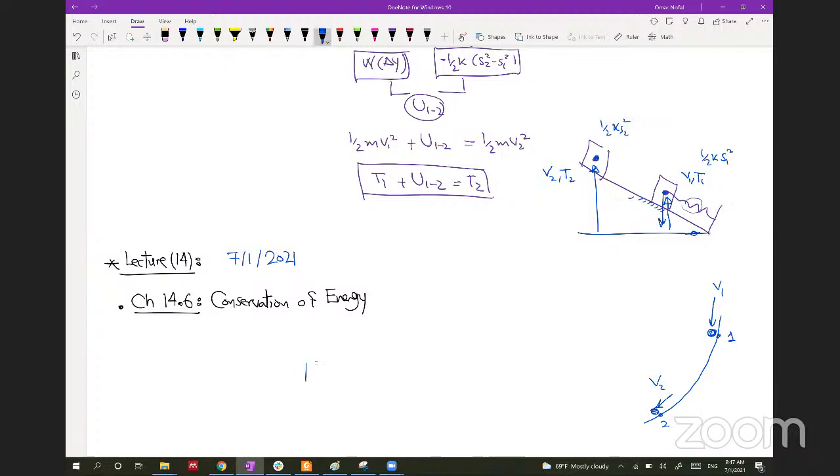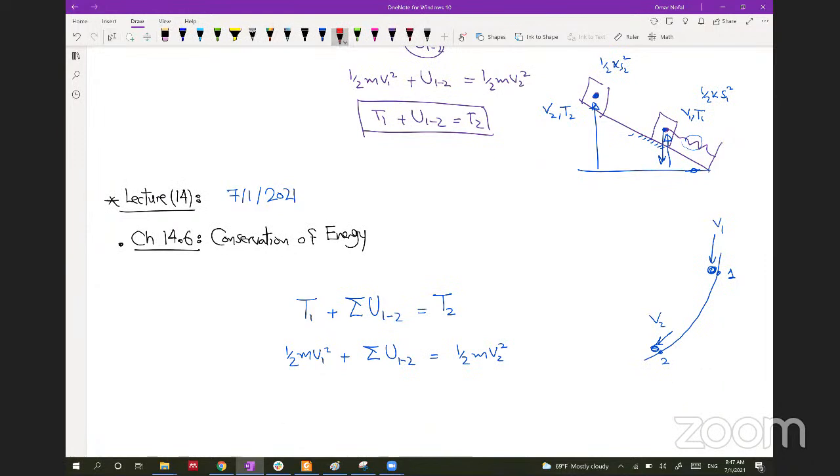So our equation is T1 plus the sum of the work, all the work, not only the conservative work, from 1 to 2 will be equal to T2, the kinetic energy at 2. And this is equal to half m v1 squared plus the sum of work from 1 to 2 will be equal to half m v2 squared. So if you choose to use this, you will have to include the work done by any force or weight or spring.